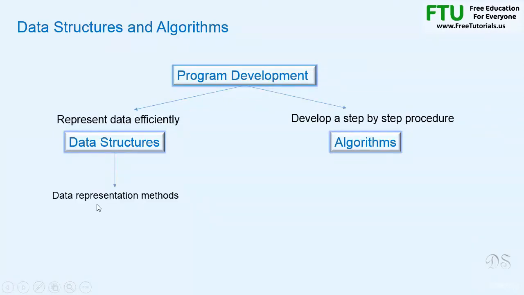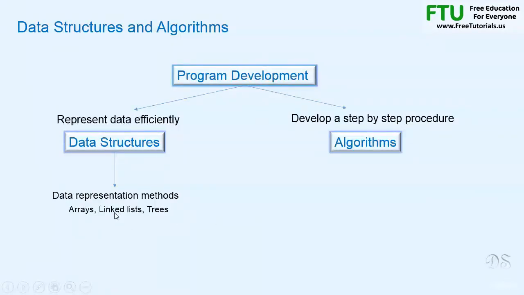Now, data structures are data representation methods that are used to organize data. So, data structures basically provide a way of organizing data so that it can be used effectively by the program. For example, the data structures, arrays, linked lists, or trees are different ways of representing the data. Array is the simplest data structure in which data is organized in linear order in consecutive memory locations.